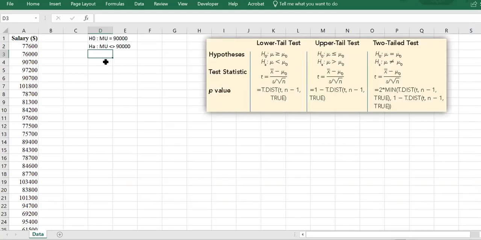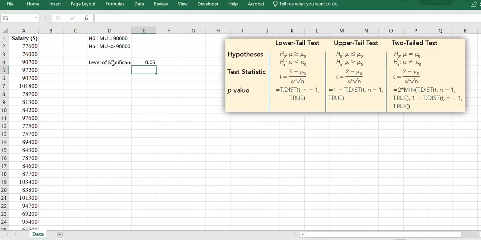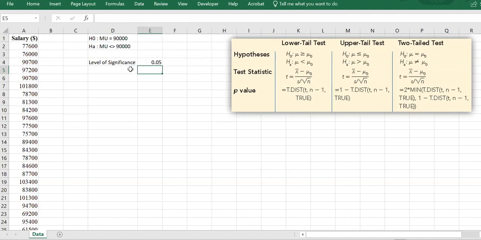So step one, set up the null and alternative hypothesis. Step two, determine alpha or level of significance. The question actually gave us the confidence level of 95%, or level of significance alpha of 5%. Then I need to find the test statistic in order to be able to find the p-value.